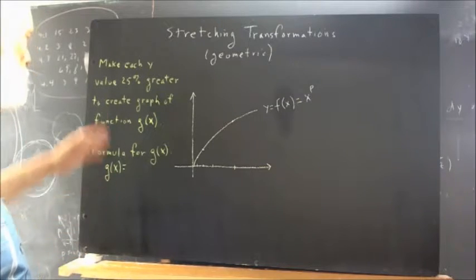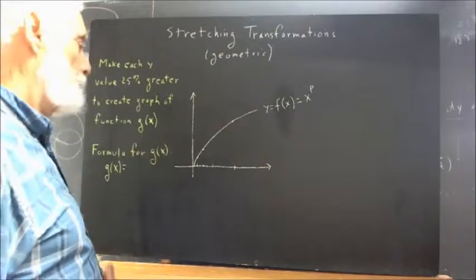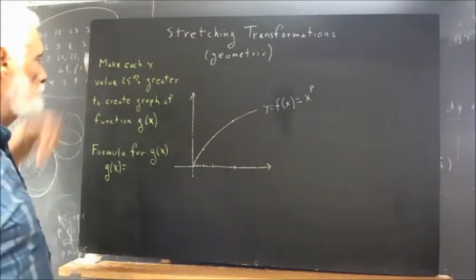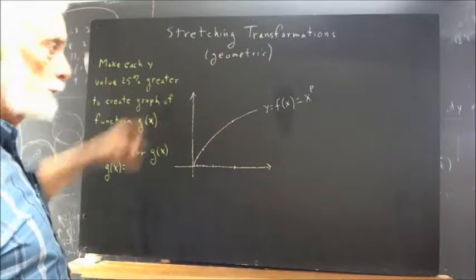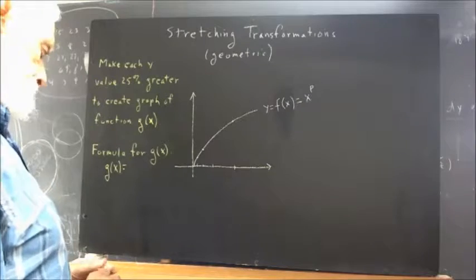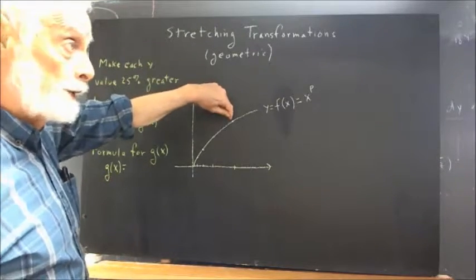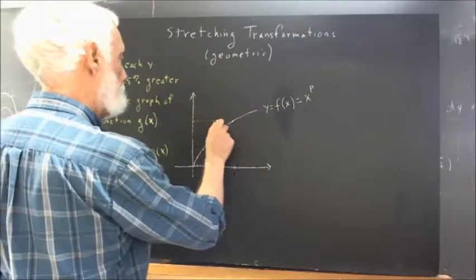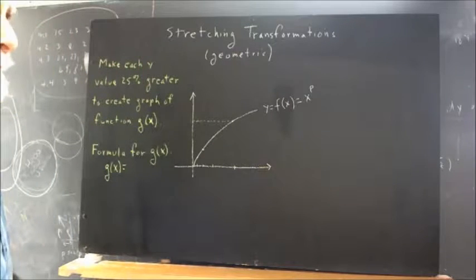But what we want to do is take the y value of each point on the graph and increase it by 25%. Okay, we want to make it 25% greater. Now, how can we do that? Well, let's just pick this point here. Of course, the y value is here. Okay, now 25% is 1/4.